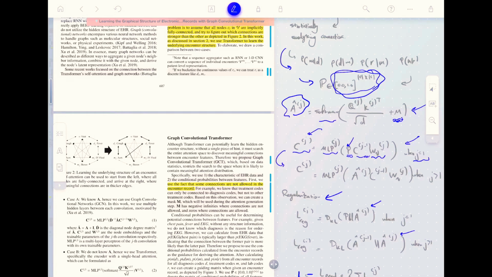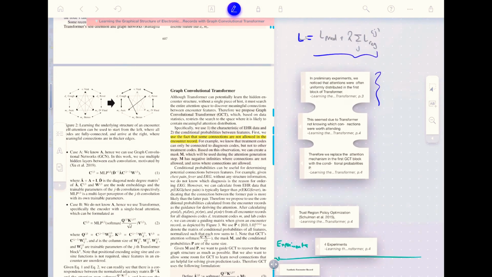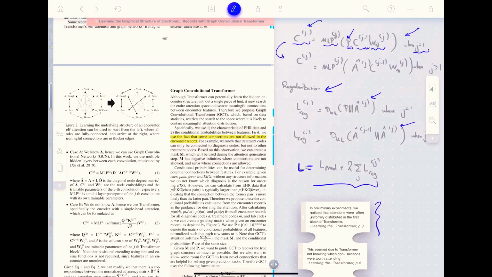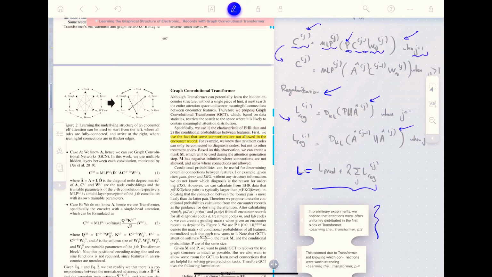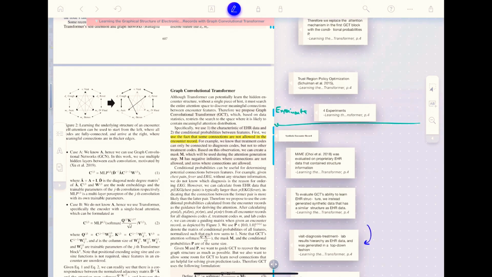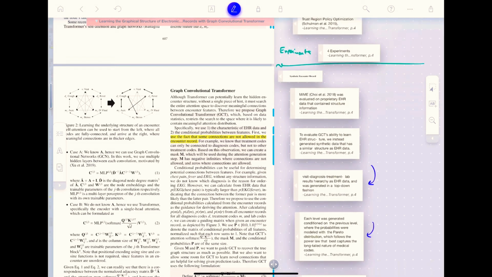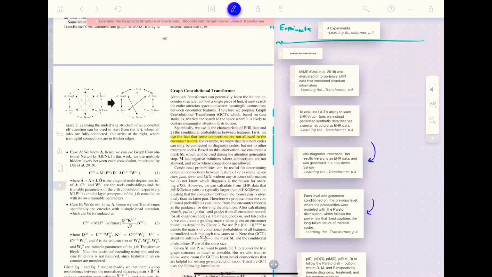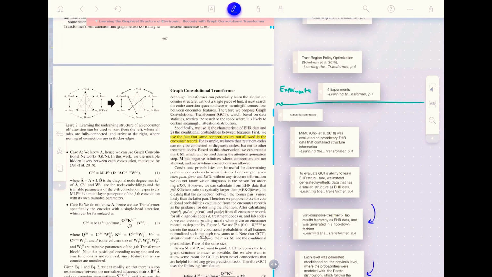And then, motivated by trust region policy optimization, they have these regularizations as well, assuming that attention weights are also sort of like probability distributions. They do not want to encourage the divergence of these as we progress through the layers. So they have these different regularization terms. And then they go over the experiments. So they have the synthetic encounter record, and we have these. So let's go over the experiments and let's go over what they had.